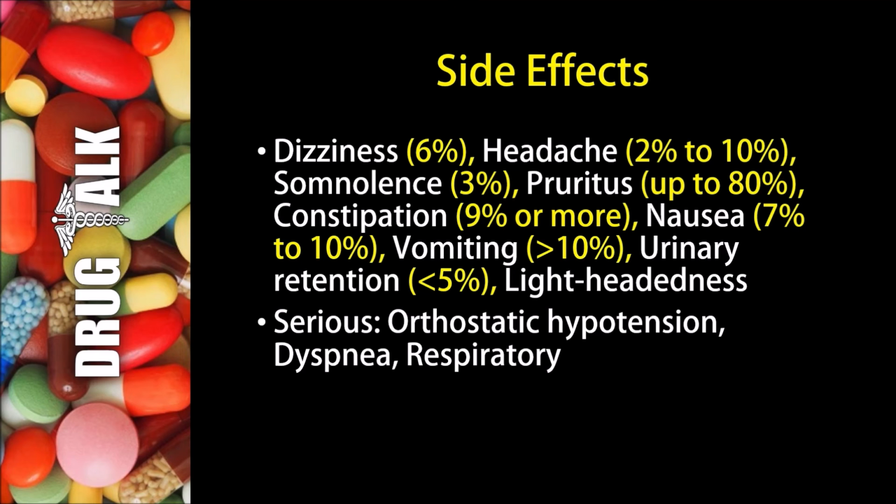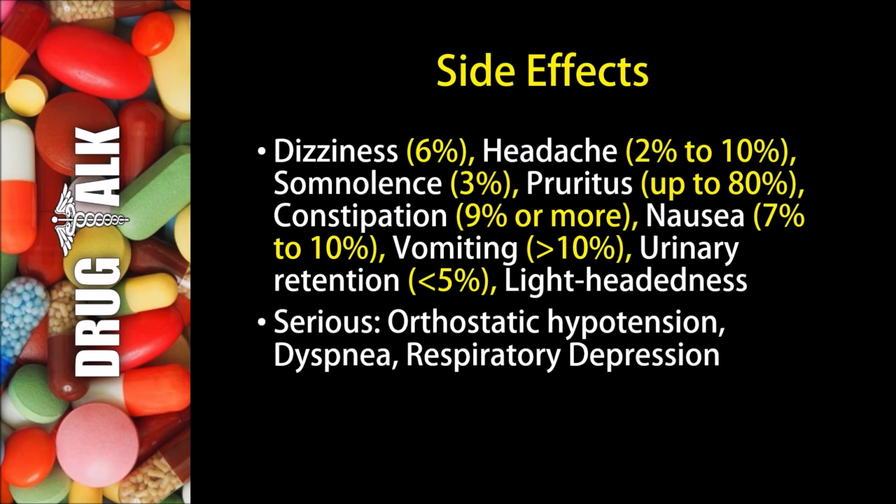Now, as with all medications, there are some side effects or adverse reactions that patients may experience while using morphine or Kadian, so I'll go over some of those here now. So about 6% of patients may experience dizziness, while 2 to 10% may experience a headache. Somnolence comes in at 3%, and pruritus, or itchiness, may happen up to 80% of the time. Constipation may happen in 9% of patients or more, and nausea comes in between 7 and 10%. More than 10% of patients may experience vomiting, and urinary retention may happen less than 5% of the time. Lightheadedness is also a possibility.